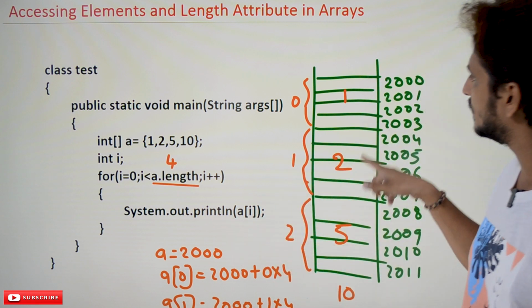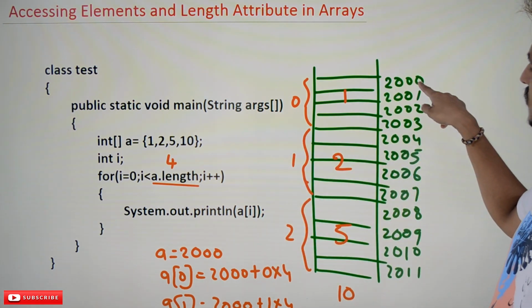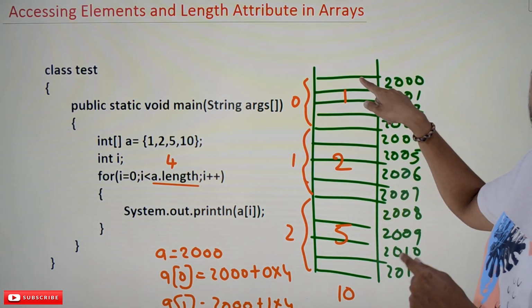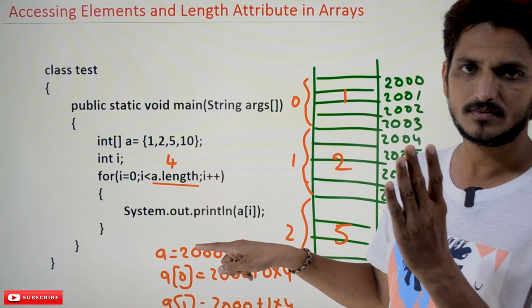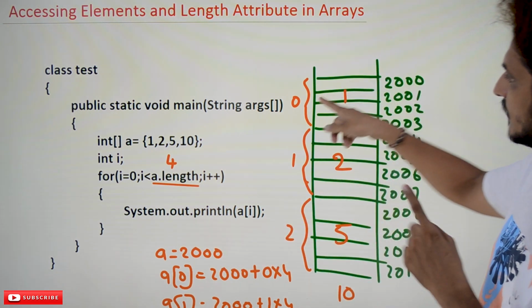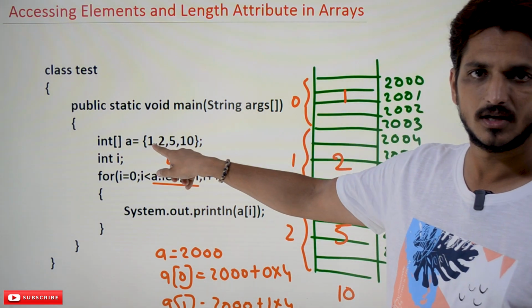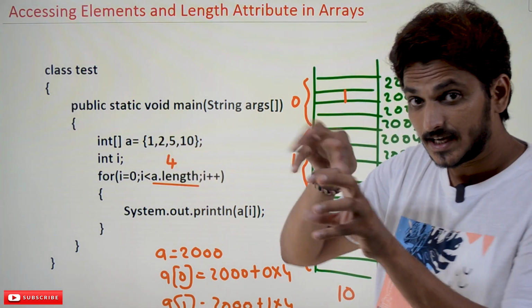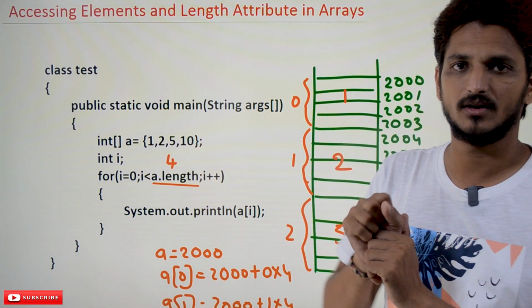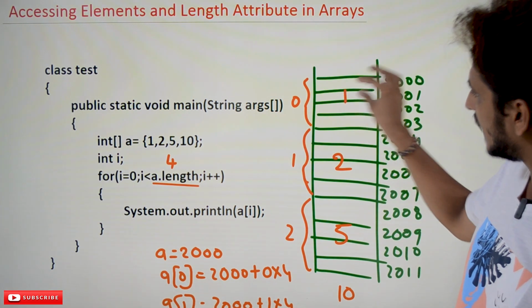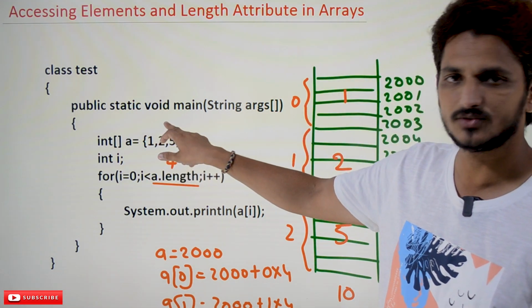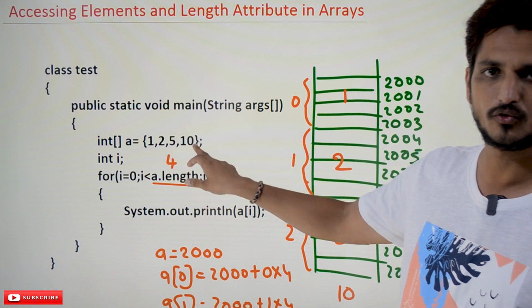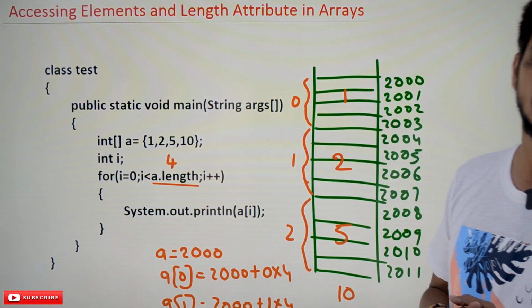How memory is allocated to arrays, we discussed in our last class. In the random access memory, our starting location is 2000. Each line is 8 bits, meaning 1 byte. Integer needs 4 bytes. So that's why 4 lines are allocated for the first element. If you want to access the element present here, the index is 0. The second element index is 1. The third element index is 2. The fourth element index is equal to 3.